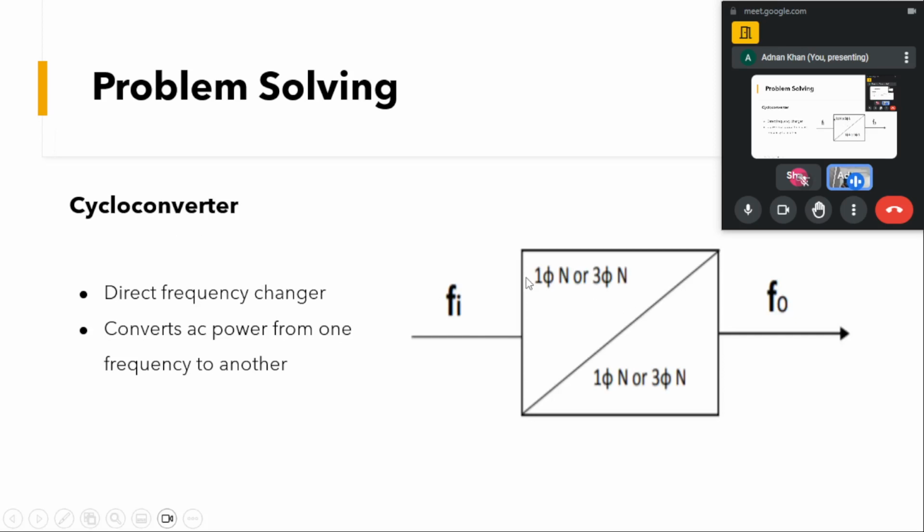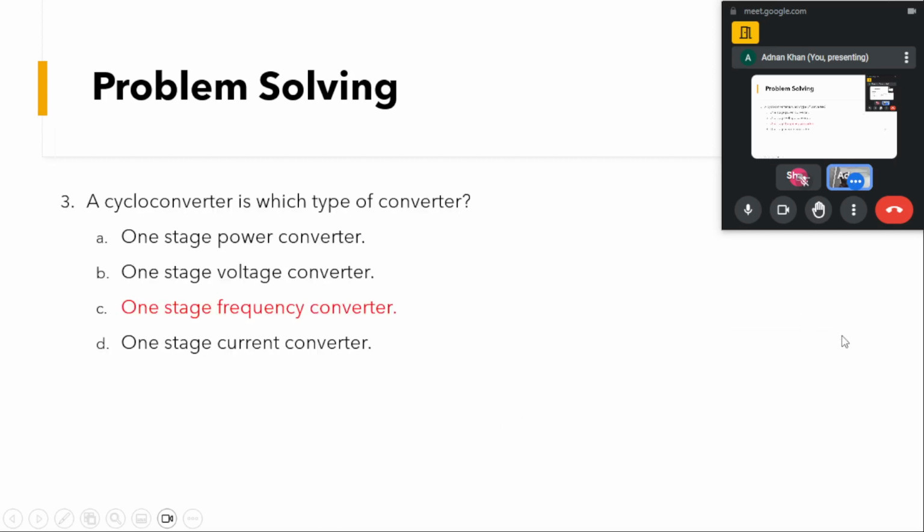So here with the cycloconverter, like I discussed, it is a direct frequency change. We have some AC with some frequency at the input, and we can have a single phase or a three phase cycloconverter, like I discussed in the revision part. With some input of one frequency, at the output we'll still get an AC with some other frequency. That means it's a direct AC to AC conversion, where we convert an AC of one frequency to an AC of some other frequency. That means option C is the correct answer to this question.